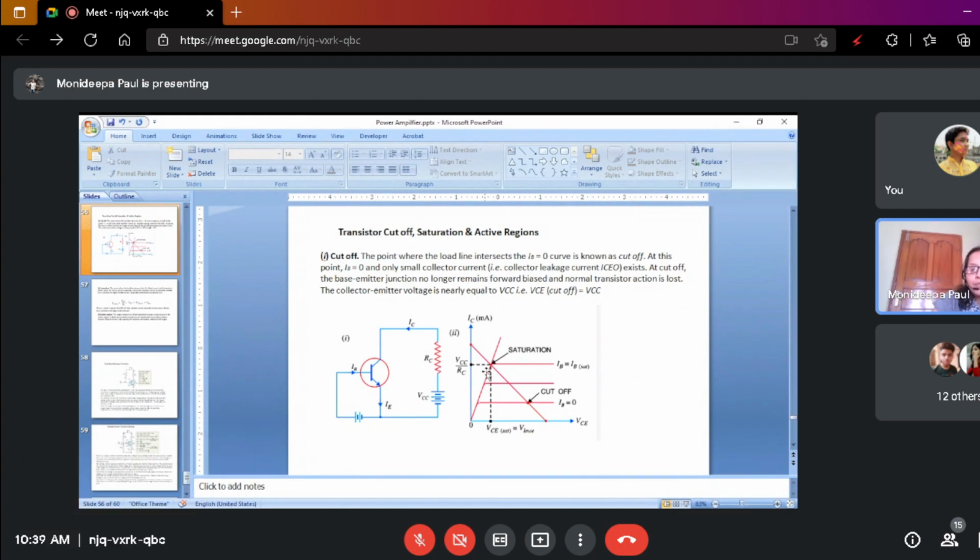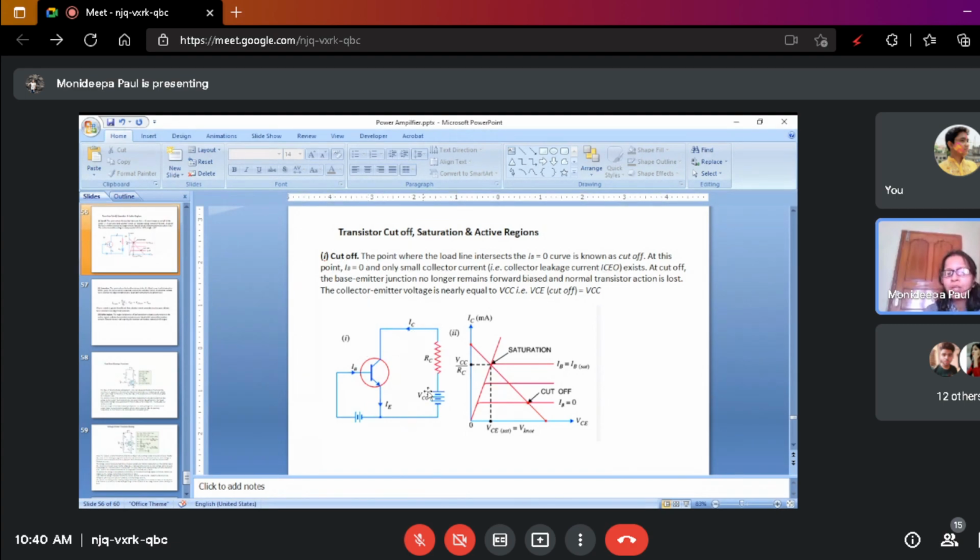What is cutoff, what is saturation, and what is the active region of a transistor? Any idea? Any idea, Kritika? Throughout the power amplifier topic, I have always been using these terms: this is the saturation region, this is the cutoff region, this is the active region. So you know what cutoff is.